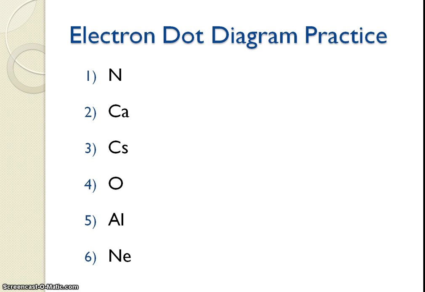For nitrogen, you should have gotten 5, calcium is 2, cesium is 1, oxygen should have 6, aluminum is 3, and anytime you have less than 4, always spread them out first before you come back for seconds. So you should have 3, so 1 dot on each side. And neon has all 8.